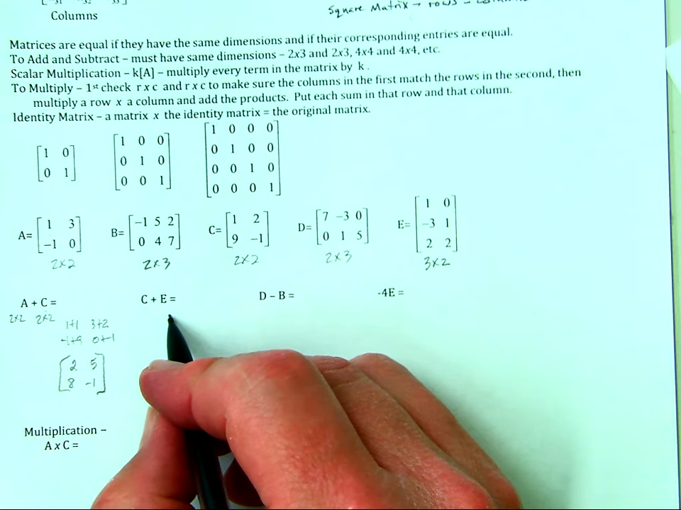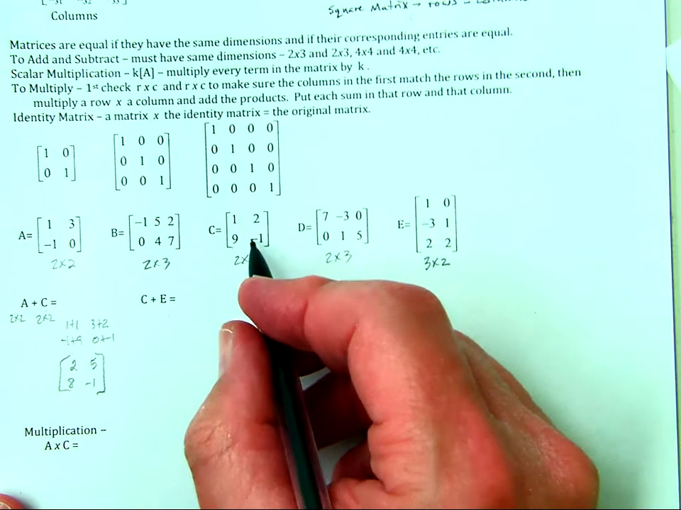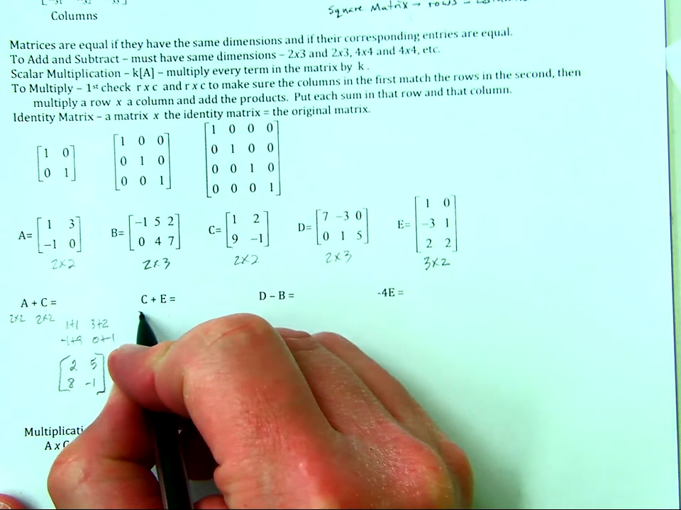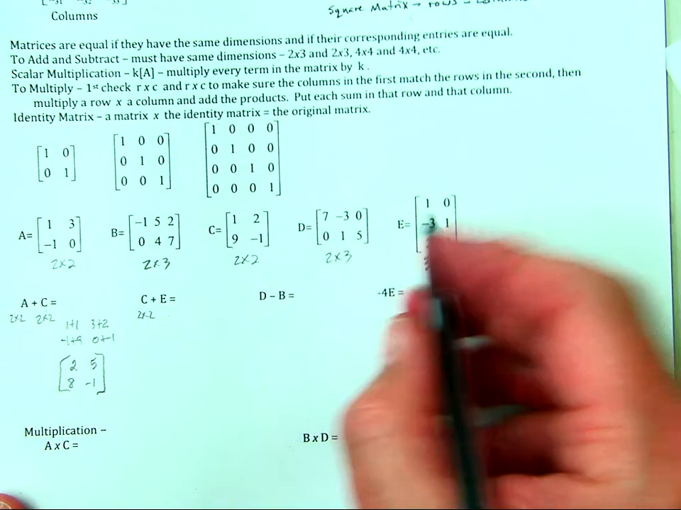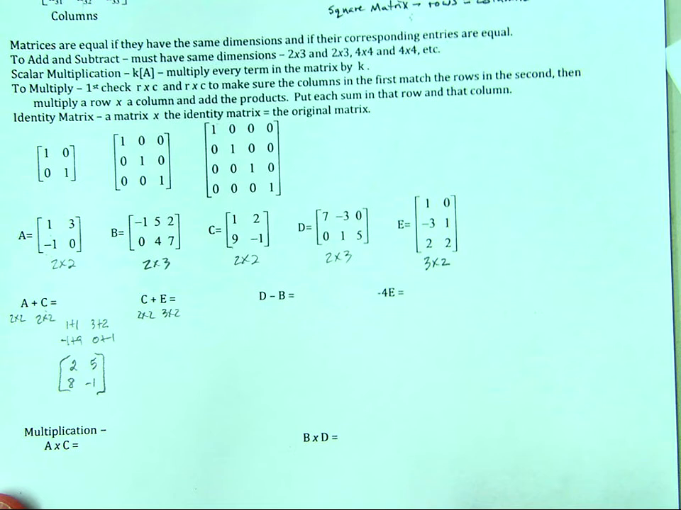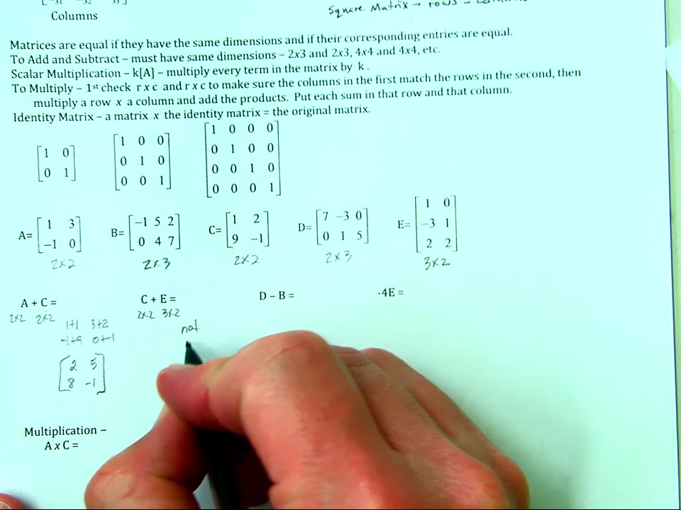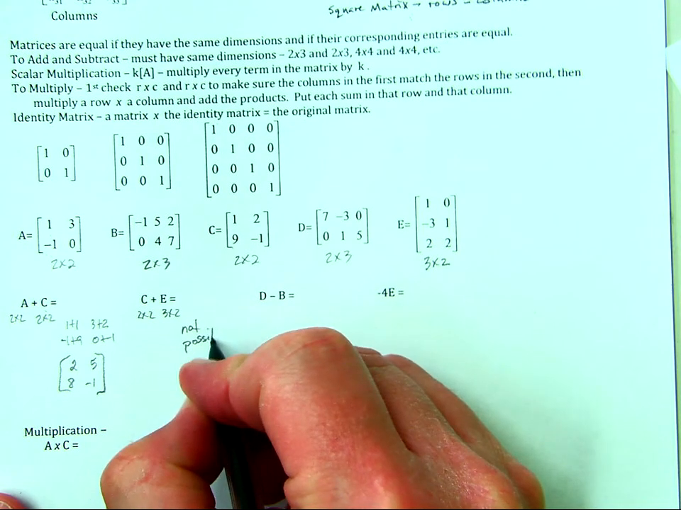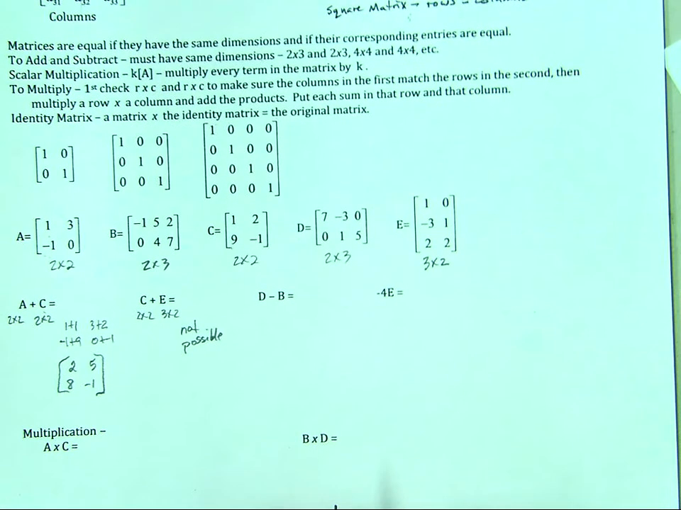Or if I wanted to do C plus E. So you look at the dimensions first. Well, C is a 2 by 2. E is a 3 by 2. Well, their dimensions don't match, so that's not possible. Again, the dimensions have to match.